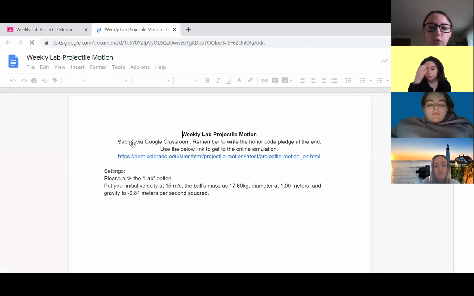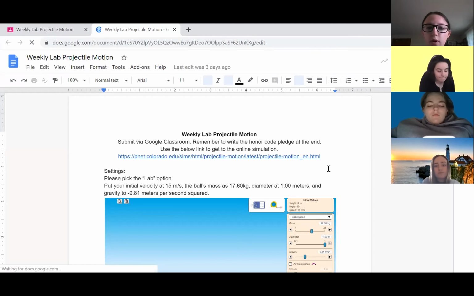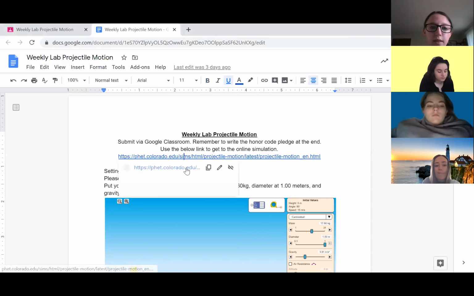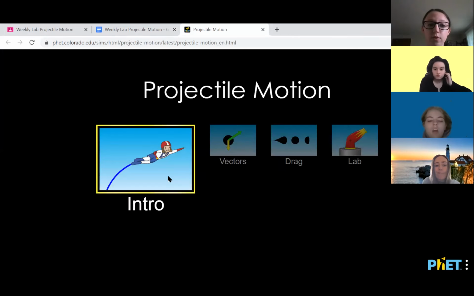What we're going to be doing is using an online simulator in order to determine the angle that gives us the maximum height and the greatest range for our object. If you go ahead and click on that link, it should open up in a new window for you. Hopefully you don't run into any problems. If you do, please just let me know.